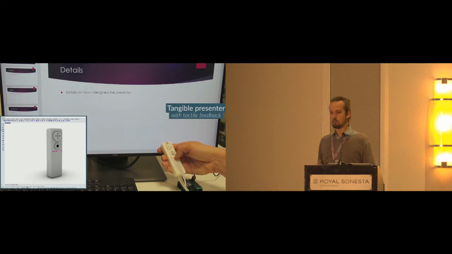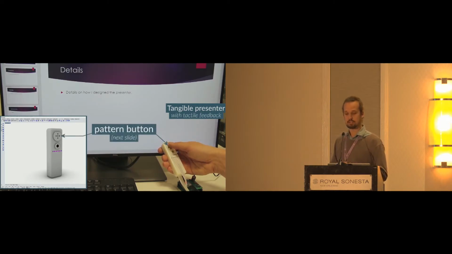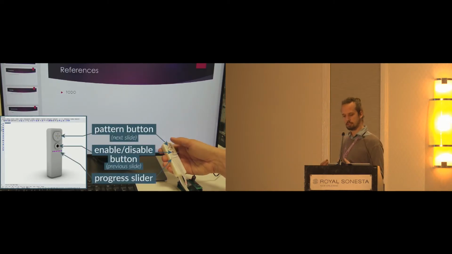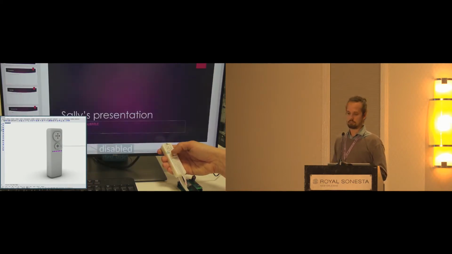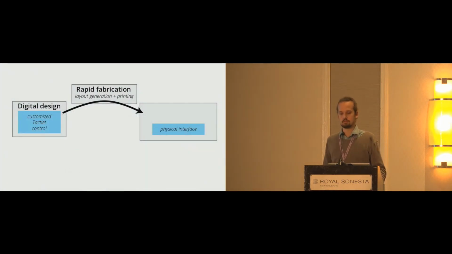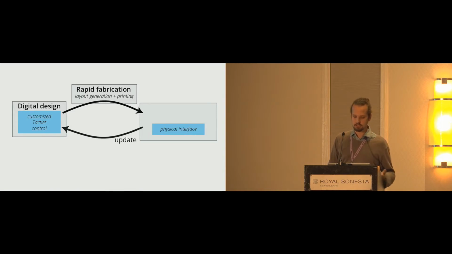In this example, we use tap events on the buttons to control a slideshow and deliver progress information via a tactile progress slider. The upper button further provides the circular tactile feedback based on predefined slide timings. Now, if you want to iterate on the design, a typical way is to go back to the digital design and to repeat the process.